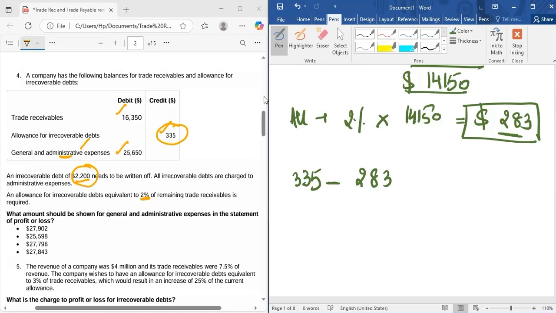So there is a reduction, right? Initially, I calculated an expense of 335. Allowance is my expense. So I calculated that my allowance should be 335. But the company said that we have to maintain it at 2% of remaining trade receivables. So 2% is 283. So my expense has decreased. So I will take the movement, just minus both the figures, you will get $52. Be very careful that this is not an increase. We will not add it here.